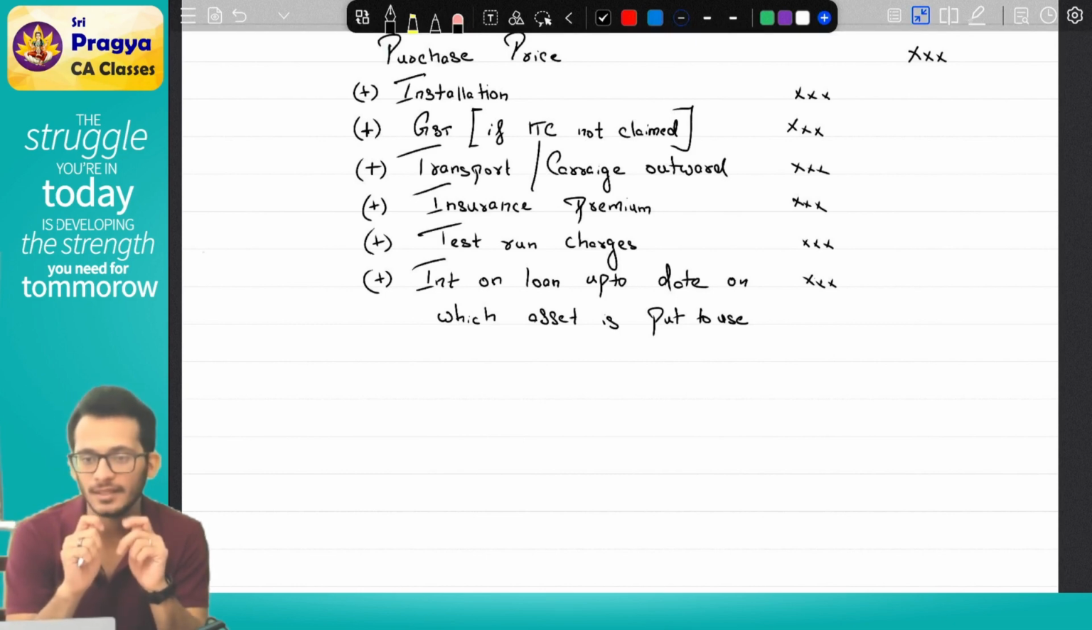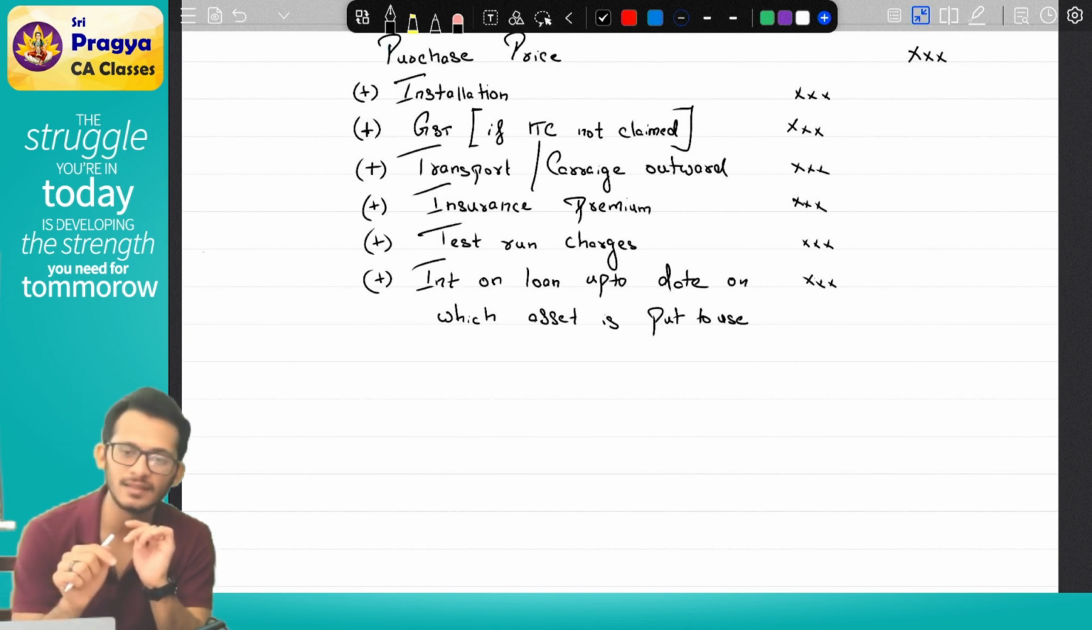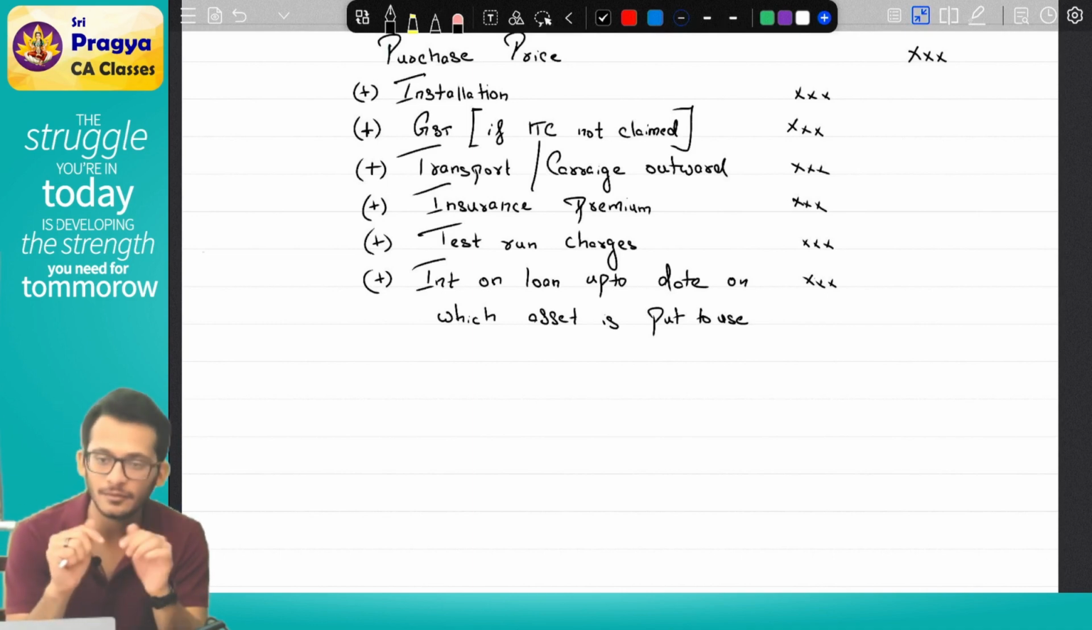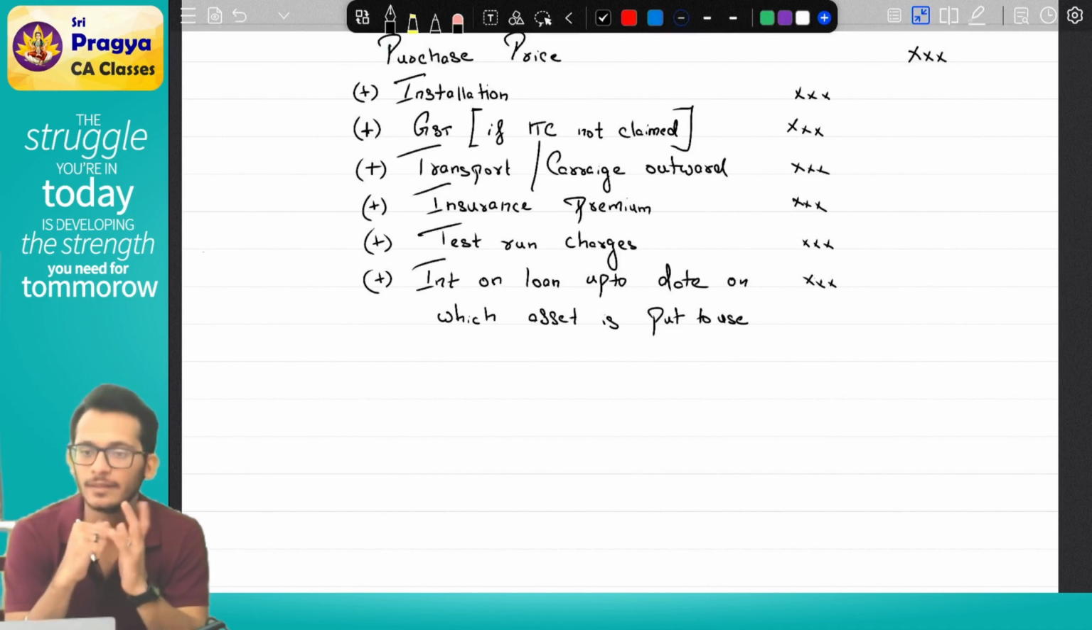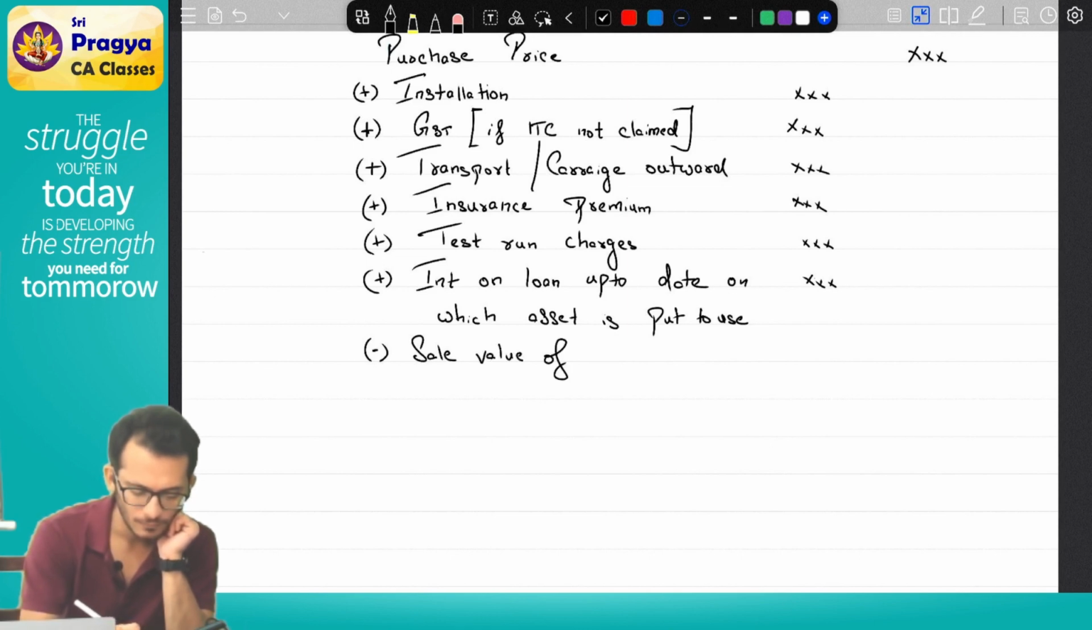Have I actually used the asset? No. I'm still on a test run. Which means this money has come to me before the asset is put to use, not after. This is an income generated from my asset cost itself. Can I reduce it? Yes. So I'm going to reduce. What am I going to reduce? The sale value of the test run product.